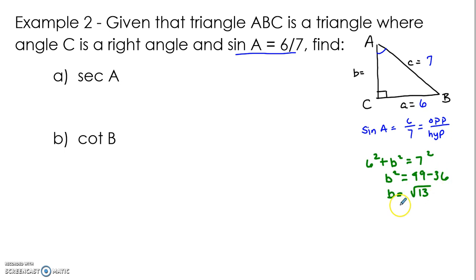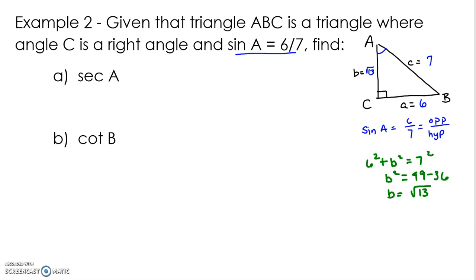That's just some algebra I did there. You should be able to get that, no problem. Let's write that in here. So B is equal to the square root of 13. Now I know all my sides, and I can go ahead and do any ratio that I'm asked for.